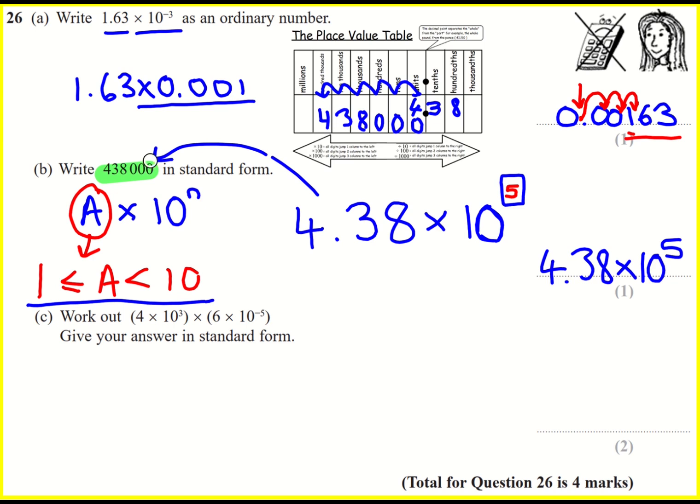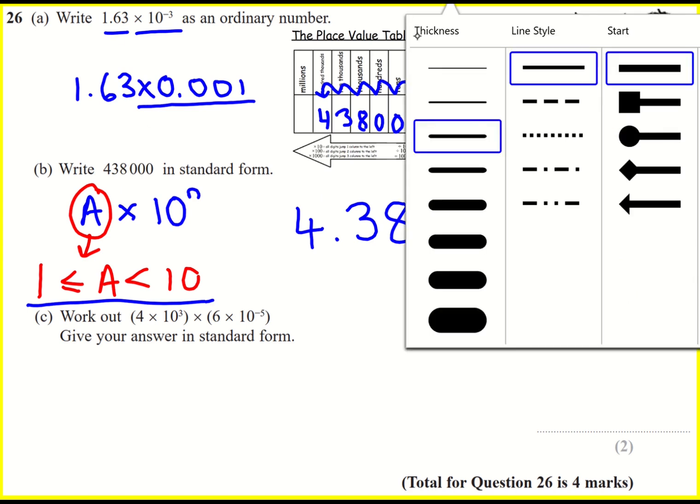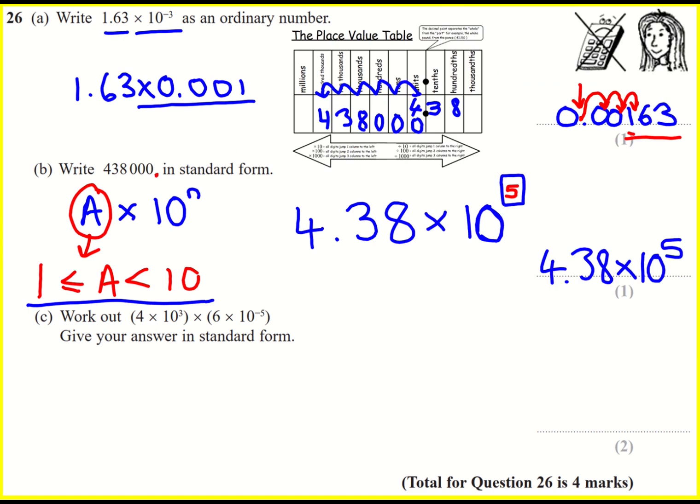And if you want to check it, you can always think about the fact that the decimal point is here. And how many jumps do I have to jump that decimal point to get to 4.38? Well, let's have a look. So 1, 2, 3, 4, 5. Yes, 5 jumps.